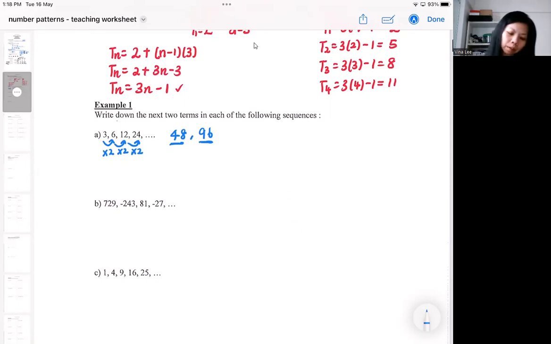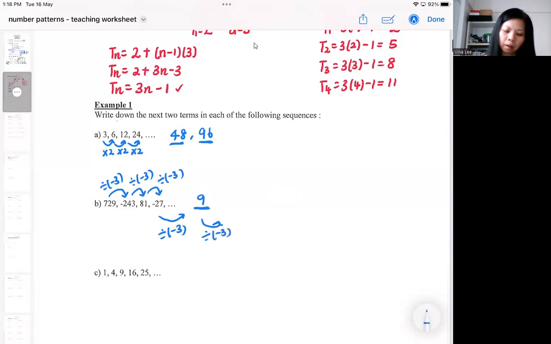Okay, and then the next one, I think this one should be divided by -3. You can try punching the calculator. You should see that it's divided by -3. So the next one will be -27 divided by -3. I will get a 9. And then I continue to divide by -3. I will get a -3.